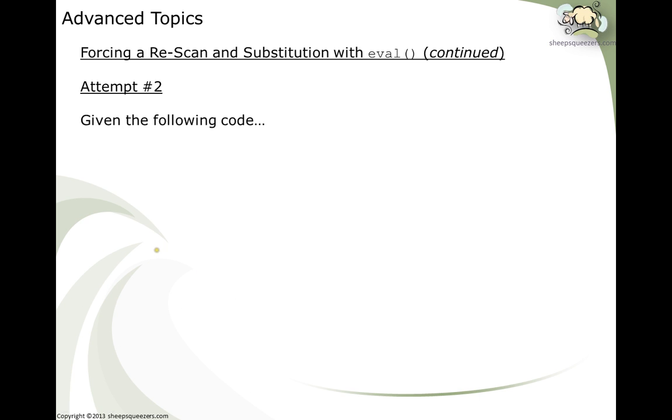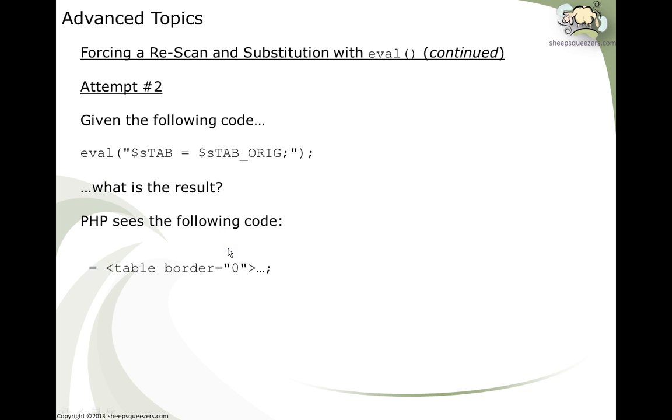Attempt number 2. Given the following code: eval, double quotes now, $STab equals $STab_orig semicolon, double quote. What's the result? Well, PHP will see the following code, and you're going to look at this and go, why? Well, we're in double quotes here. So PHP is going to say, oops, I'm scanning this, there's a $. That means this guy wants me to replace this variable, $STab, with its value. If $STab is not defined, which it may not be, it's going to replace that with nothing, and that's why you wind up with just nothing right here.